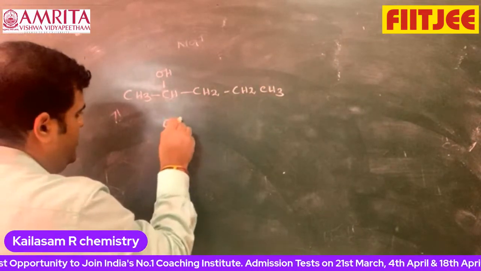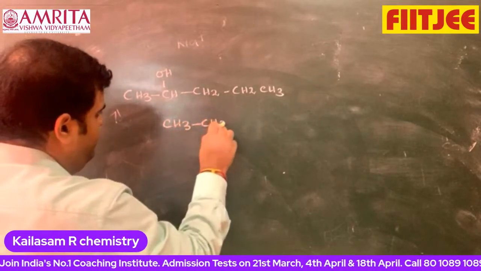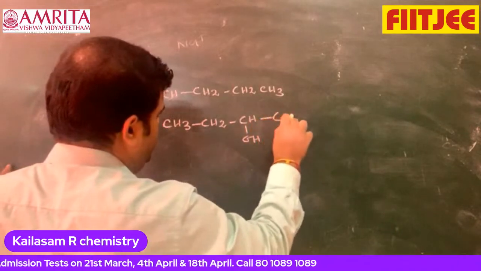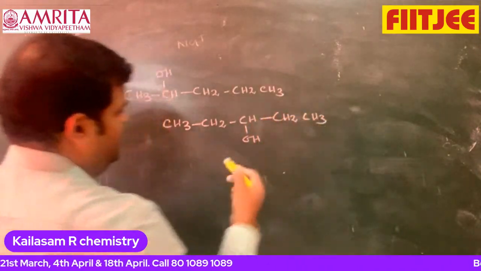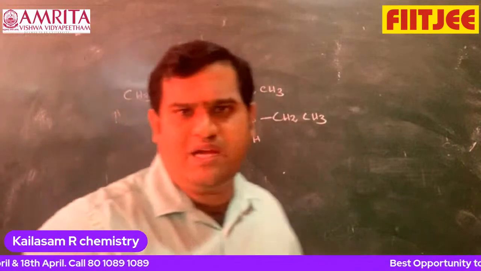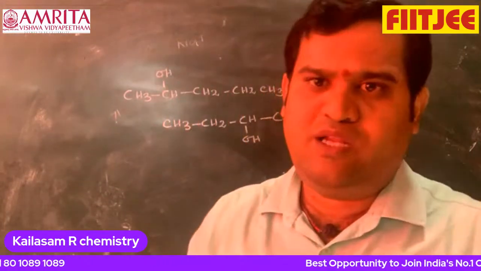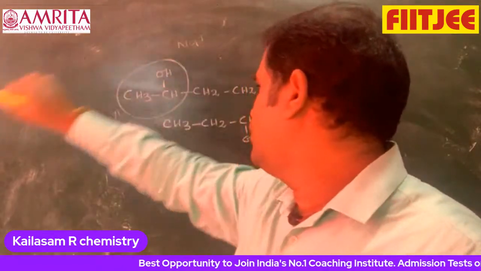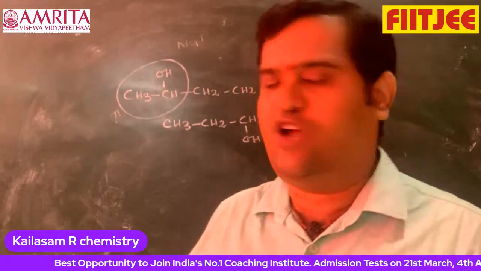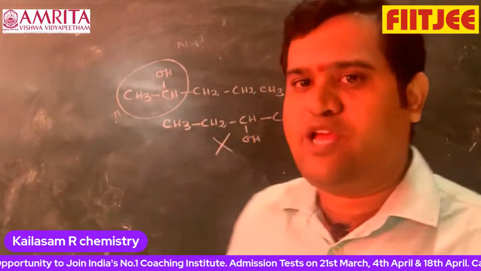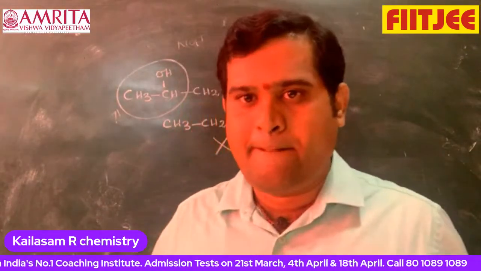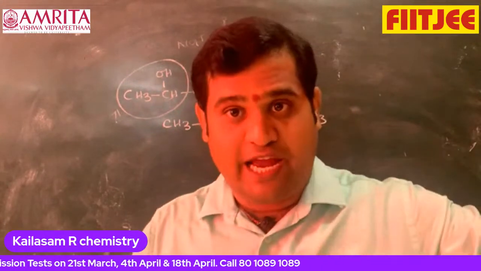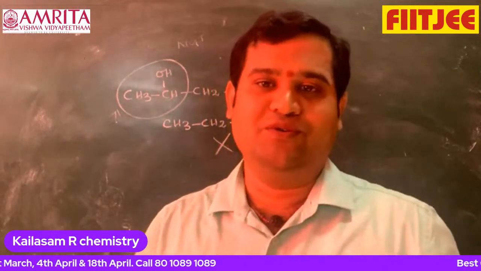I can take this one: CH3, CH2, CHOH and CH2, CH3. This is 3-pentanol. What is the chemical test that distinguishes between these two? Very simple, go with the iodoform reaction. Because it has this CH3CHOH group, it undergoes iodoform. This one won't undergo the iodoform reaction. In the examination they may ask which of the following molecules can give iodoform, or except.